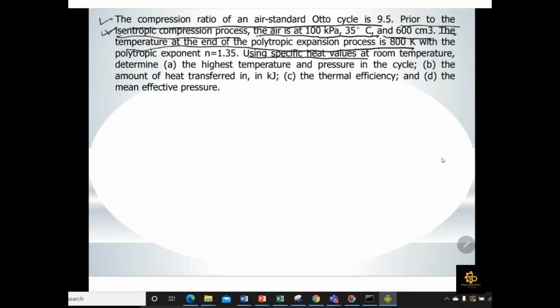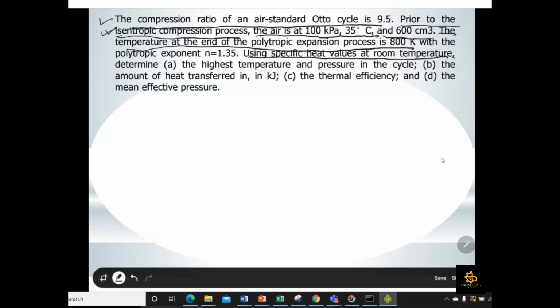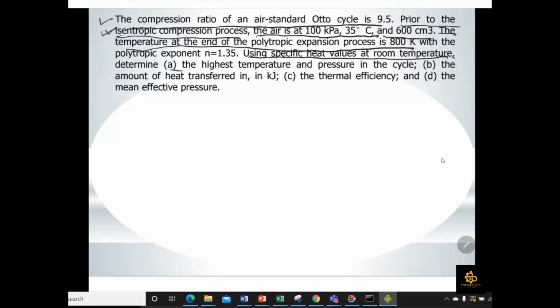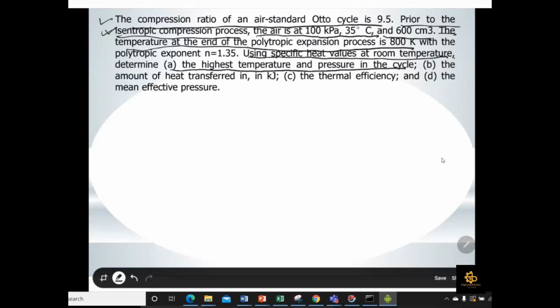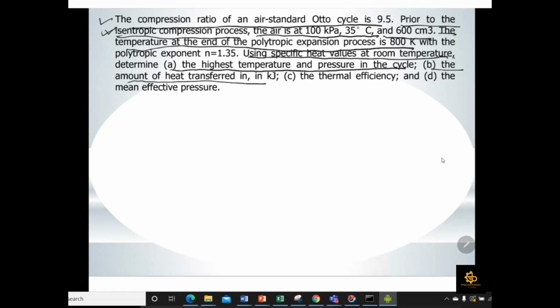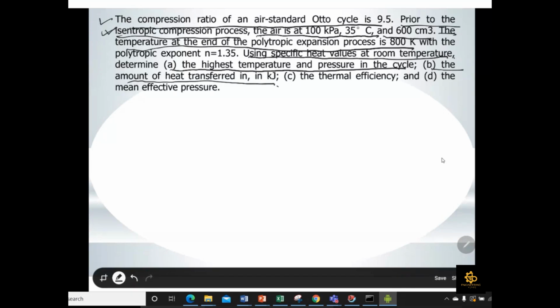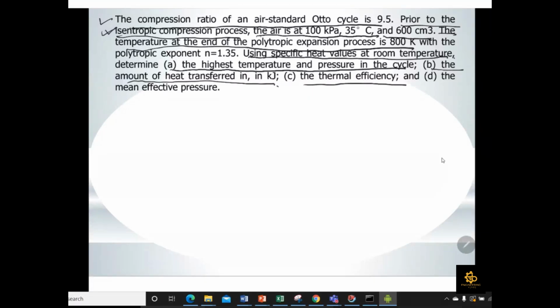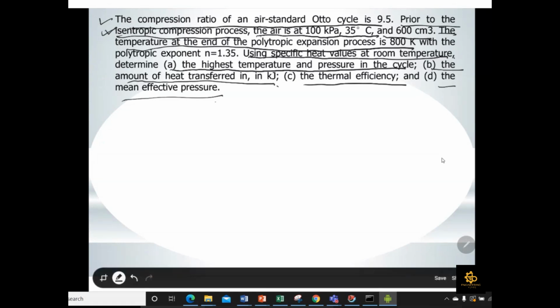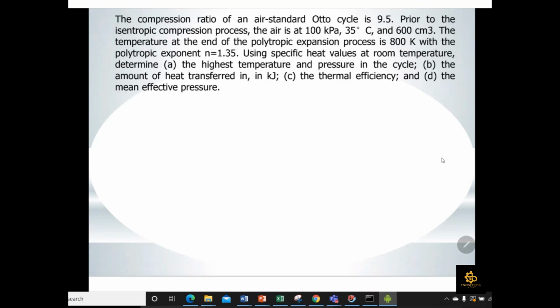Okay, so using the specific heat value at room temperature, it means it is a constant specific heat problem. Part A is the highest temperature and pressure in the cycle. So it means T1 and P1 are given, and you have to find T3 and P3. Part B is the amount of heat transfer in kilojoule. Okay, so here it is mentioned kilojoule, so do not go for kilojoule per kg, which we already did in the previous examples. The thermal efficiency you have to find, and the mean effective pressure. So there are four parts of this example. Let's see how to solve this type of problem when there is a polytropic expansion process.